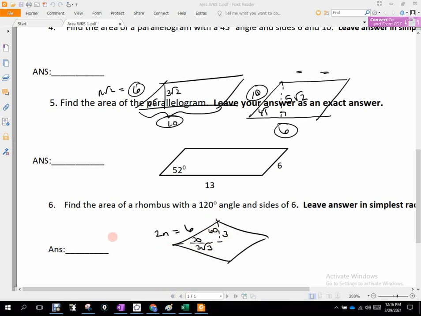So what would one entire diagonal be? What would this entire diagonal right there be? 6. And what would this entire diagonal there be? 6 radical 3. So 6 times 6 is 36, times a half is 18, and times my radical 3.